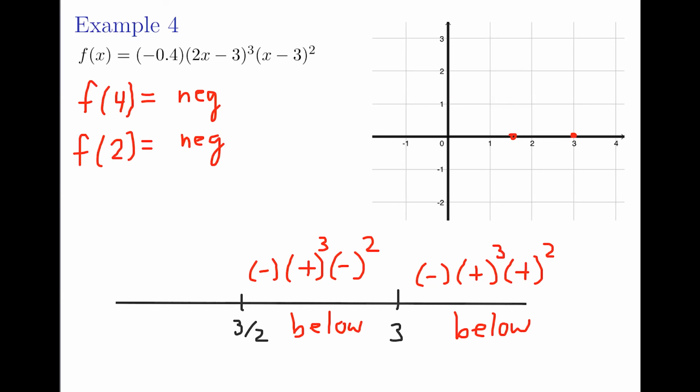Now let's plug in something that's smaller than 3/2. And I suppose the easiest thing to do is 0. So what's f of 0 equal to? Well, it's negative 0.4 times 0 minus 3, that's negative, and we're cubing it. And then we have 0 minus 3 squared. So what does that all work out to be? We actually have a negative times a negative when we cube that thing, times a positive. So negative times negative times positive, that's going to work out to be positive. And so our graph is therefore above the x-axis here.